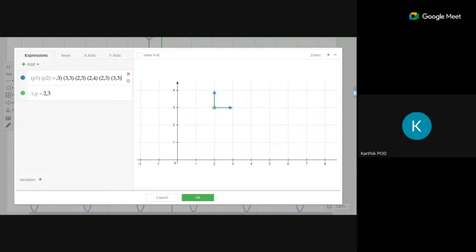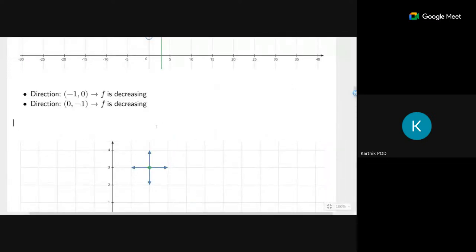From 2, 3, you are looking in this direction, and the other two directions that we considered were, what were they? From 2, 3, if you subtract that, this is the other direction. This is the minus 1, 0 direction. And finally, you have 2, 3 to 2, 2, right? So these are the four directions that we have looked at.